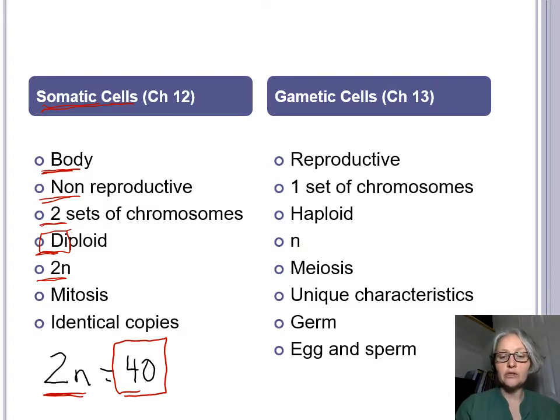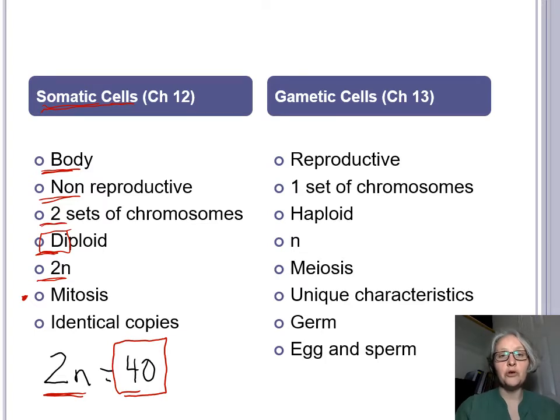When somatic cells go through cell division, they go through a process called mitosis. That's what we're going to learn about in today's lecture. When we're done with the process of mitosis, we end up with two cells that are identical copies to one another and to the original cell. So that's really the focus of what we want to do today in Chapter 12.